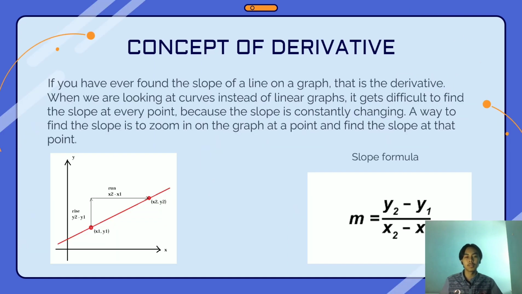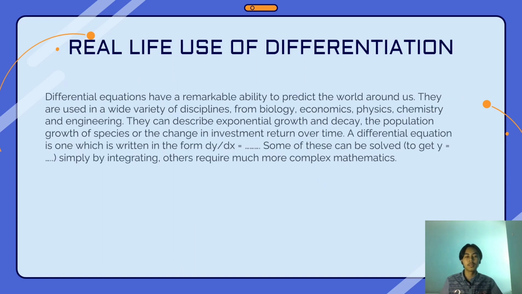The concept of derivative. When we find the slope of the line of the graph, that's the derivative. If we are looking at a curve instead of a linear graph, it gets difficult to find the slope at every point because the slope is constantly changing. The way to find the slope is to zoom in on the graph at any point and find the slope at that point. This is the example. Between these two points, we calculate using the formula y2 minus y1, according to the coordinates, divided by x2 minus x1. It's pretty easy, right? Let's continue our presentation.